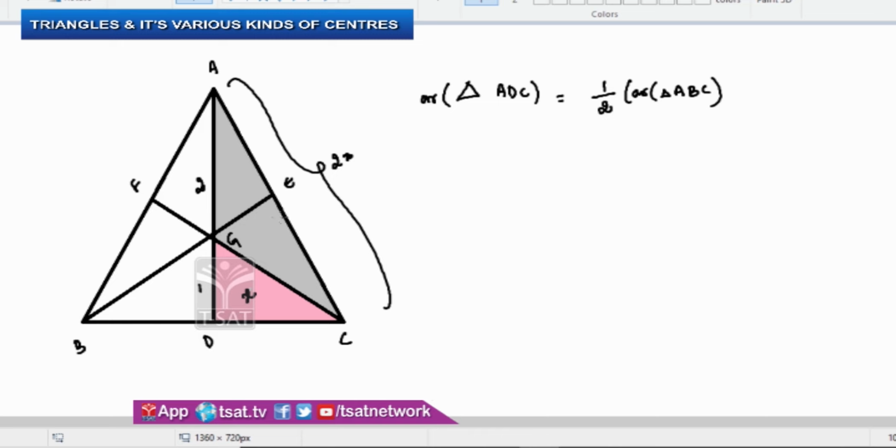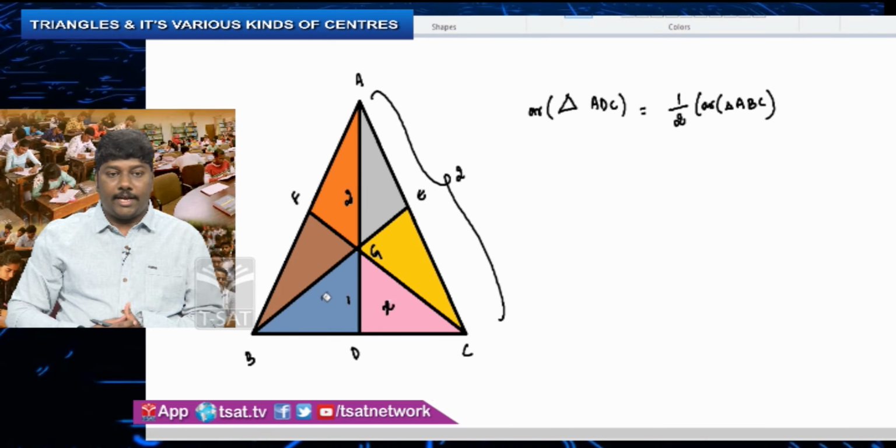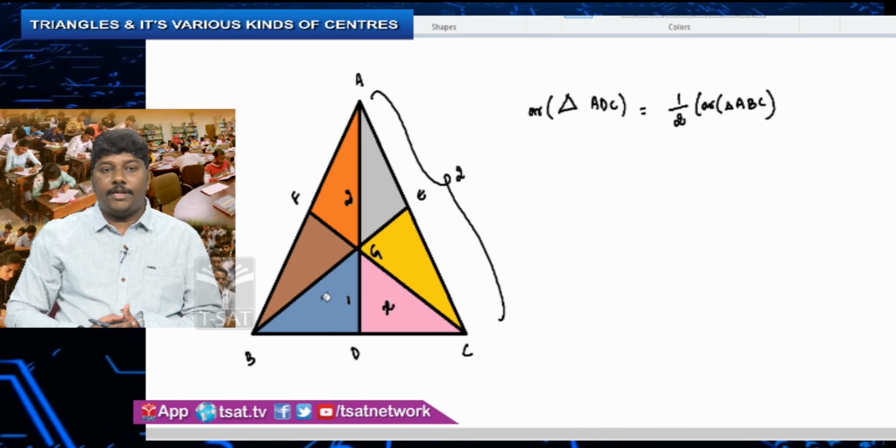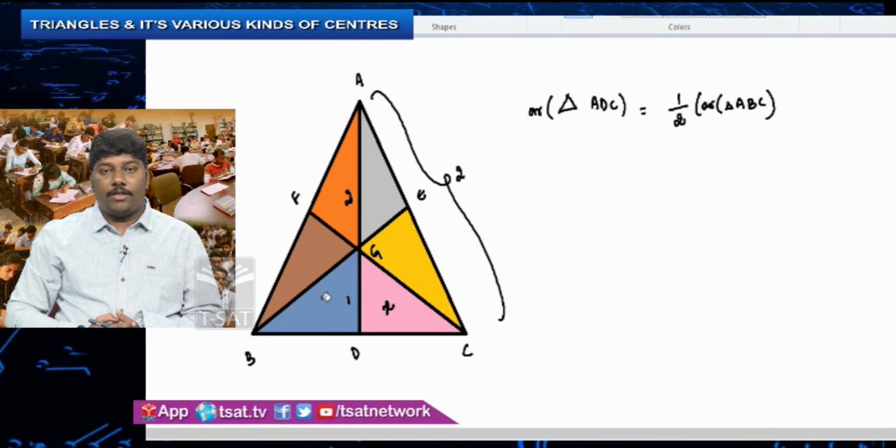But look at what is GE. GE is a median for the triangle AGC. GE divides the triangle AGC into two equal parts, which means each is x. The 2x is divided into x and x. So what do you get from this? All the 6 triangles you see here will have equal areas, because AD, BE and CF are medians. These 3 medians divide the triangle into 6 parts, and all these 6 parts have equal areas.